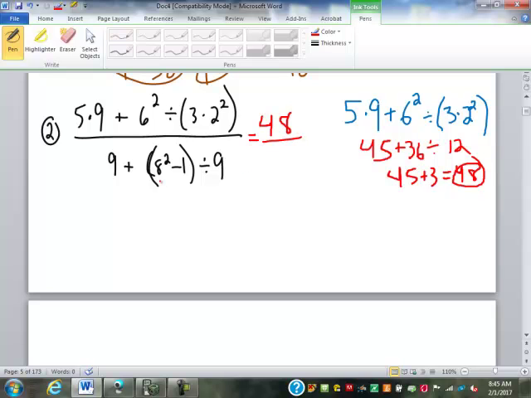On the bottom, 8 squared is 64. So yes, minus 1 is 63. Don't need the parentheses anymore. So 63 divided by 9 is 7. 9 plus 7, 16. 48 divided by 16 is 3.